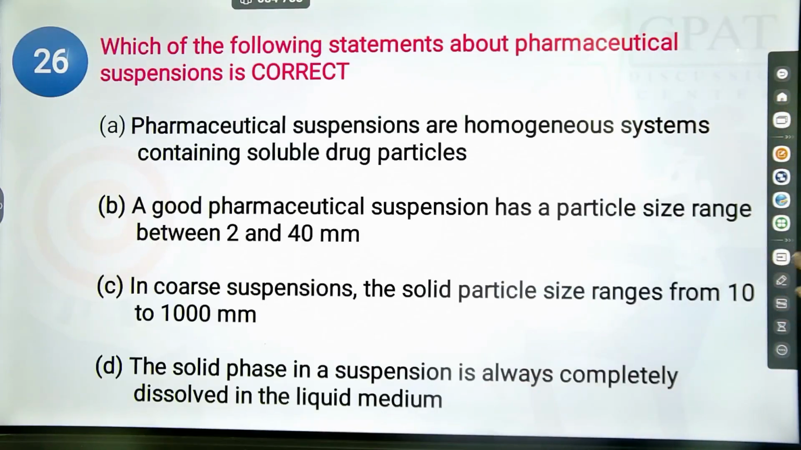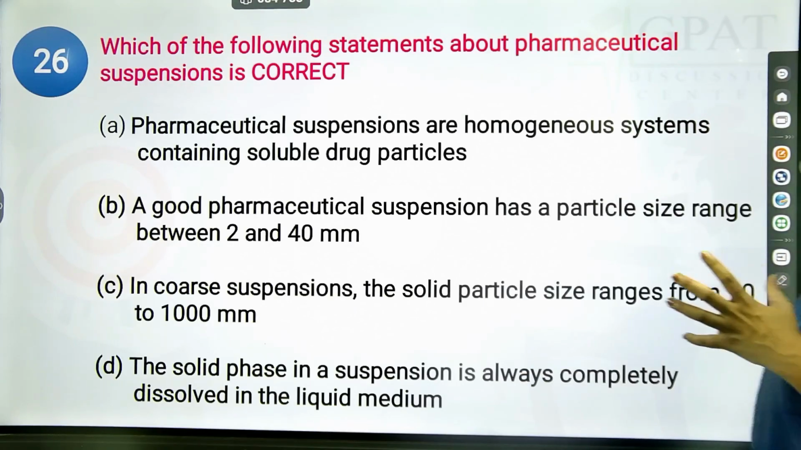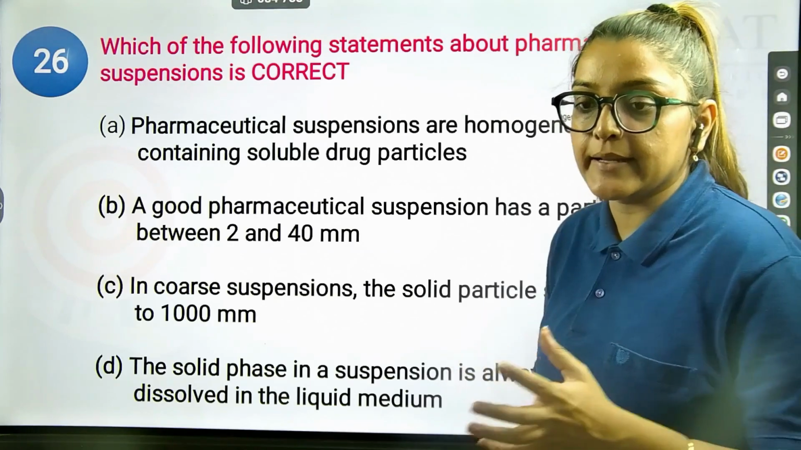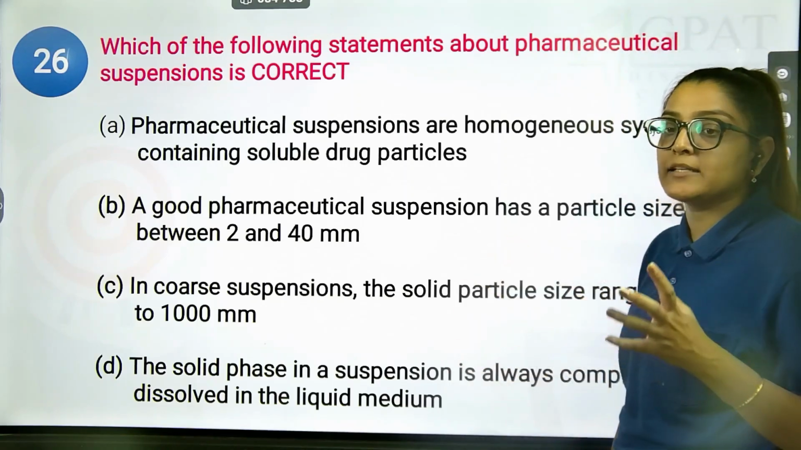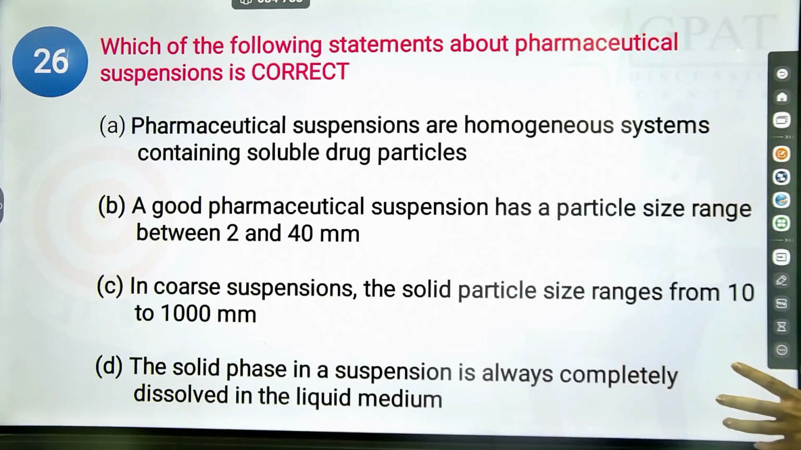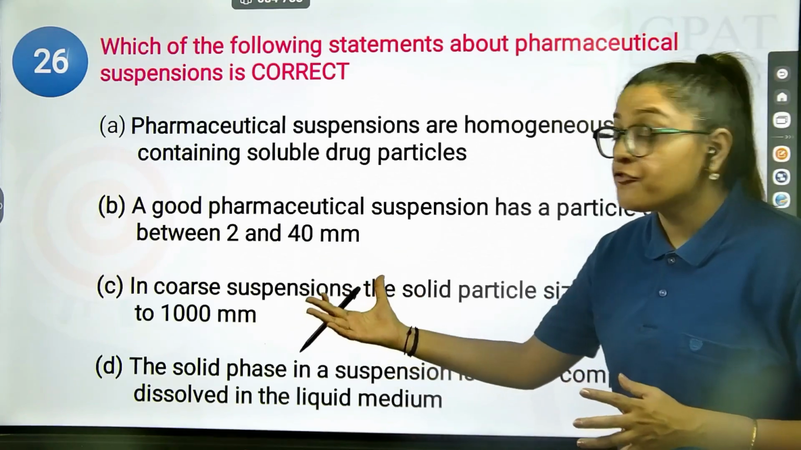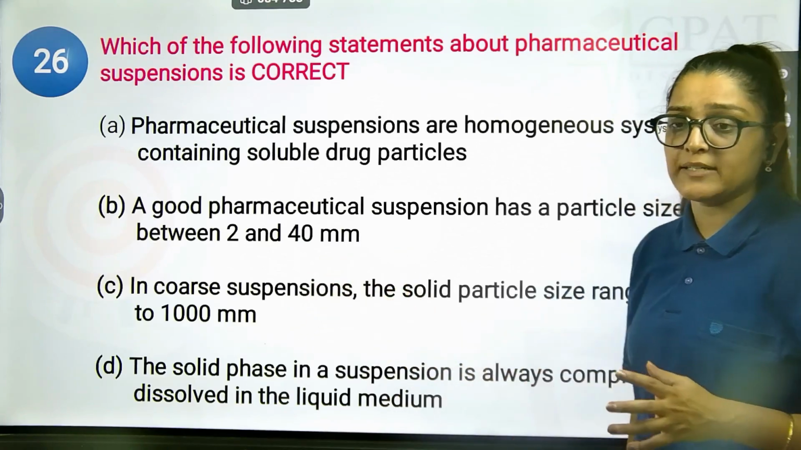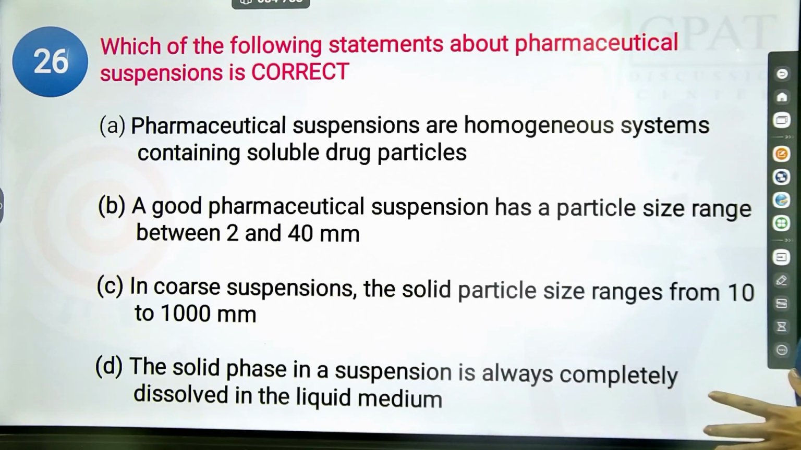Pharmaceutical suspensions are homogeneous systems. Are the pharmaceutical suspensions homogeneous? Not at all. They contain two phases, the disperse phase and the dispersion medium. A good pharmaceutical suspension has a particle size ranging from 2 to 40 millimeter. Not at all. This is quite a big size.